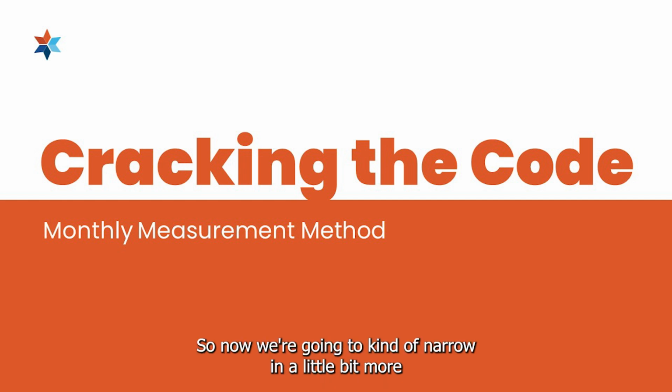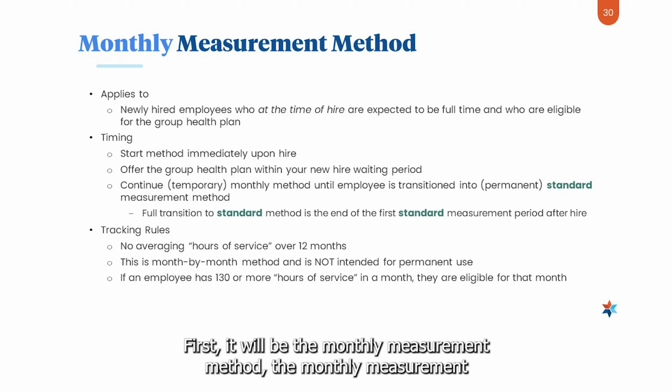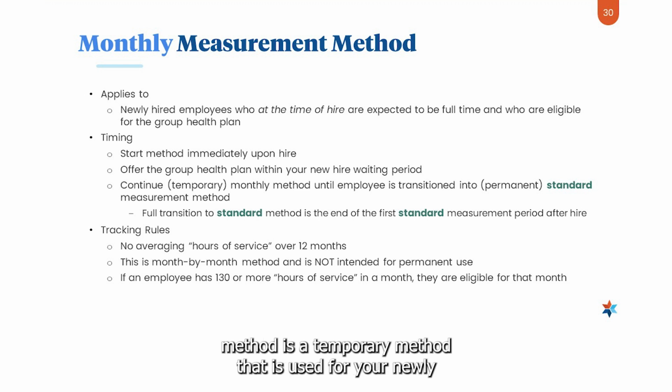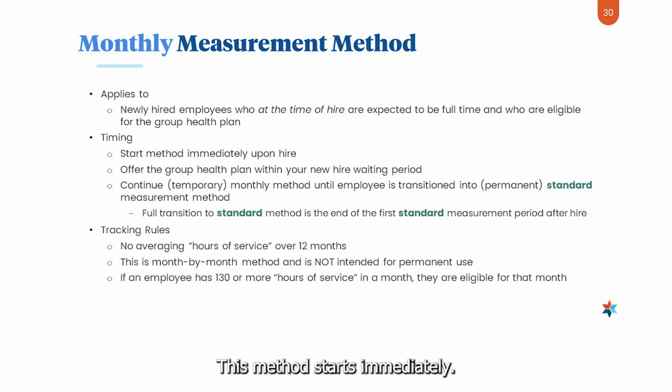So now we're going to narrow in a little bit more and talk about each of these temporary methods. First, it will be the monthly measurement method. The monthly measurement method is a temporary method that is used for your newly hired employees who at the time of hire are expected to be full-time. This method starts immediately when they're hired.